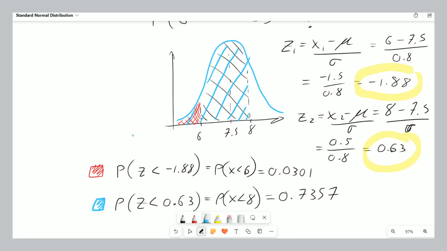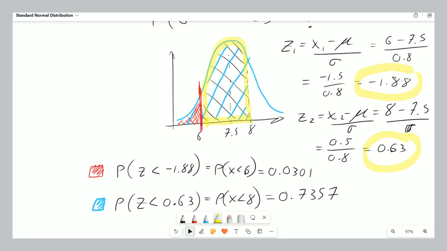Well, neither of those areas is the one we're looking for. We're not looking for the blue shaded region. We're not looking for the red shaded region. We're looking for the black shaded region. But notice if you take that blue shaded region and you subtract the red shaded region, what are you doing? You're cutting off that tail. And what you're left with is the black shaded region that we are looking for.